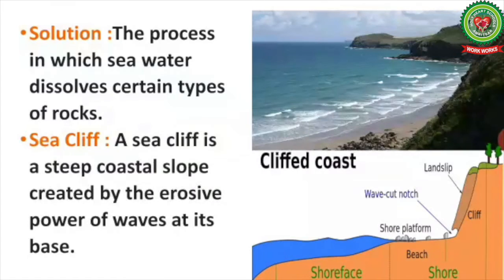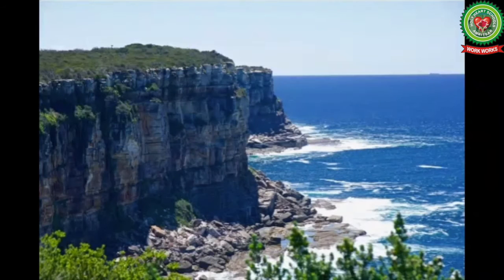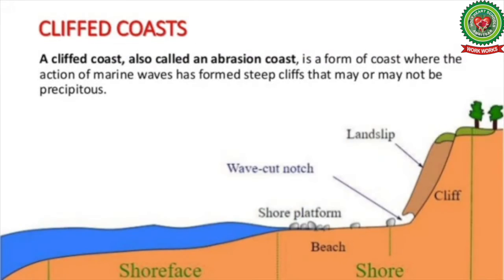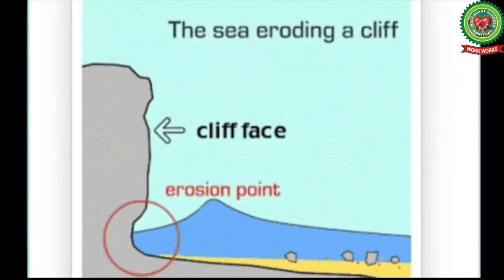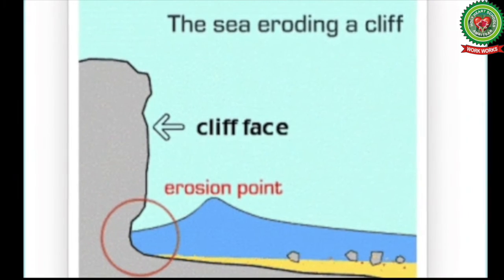Sea cliff, a sea cliff is a steep coastal slope created by the erosive power of waves at its base. Or we can see in this diagram that sea cliff is a rock facing the sea having vertical wall.